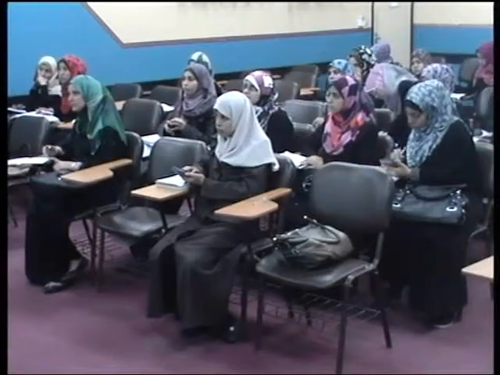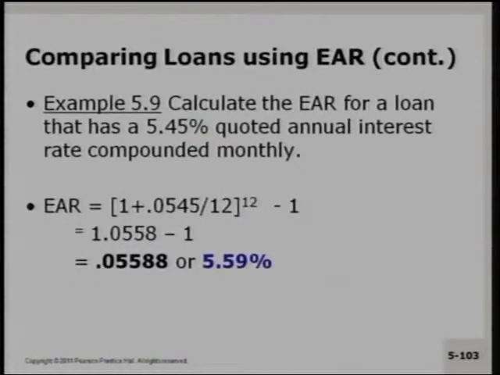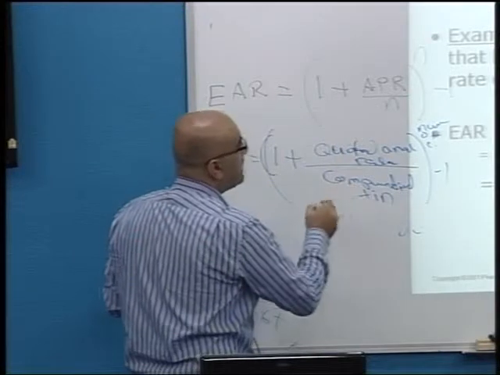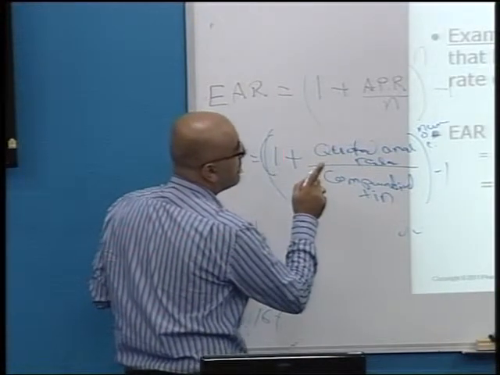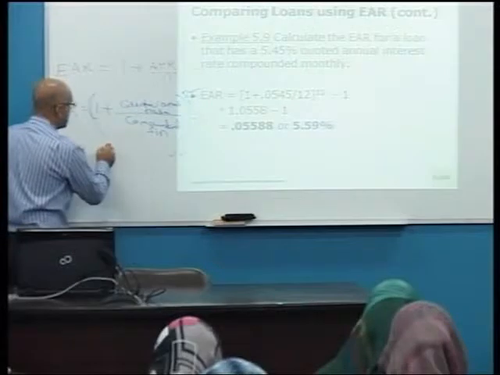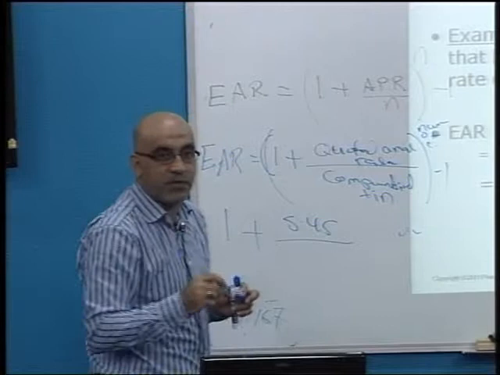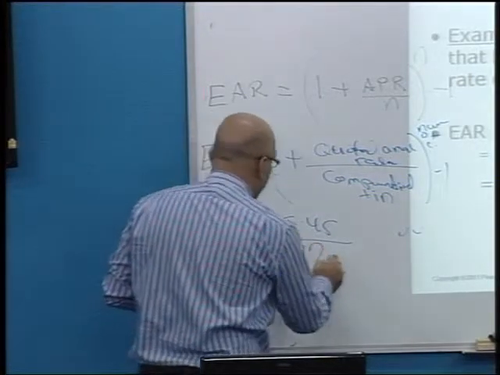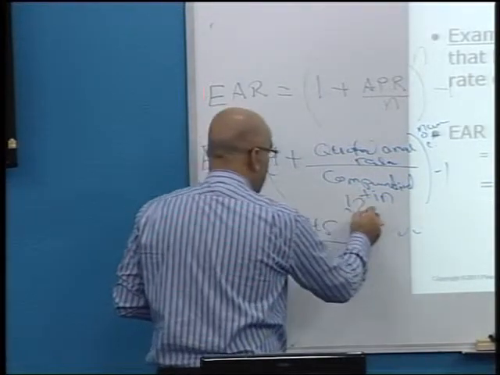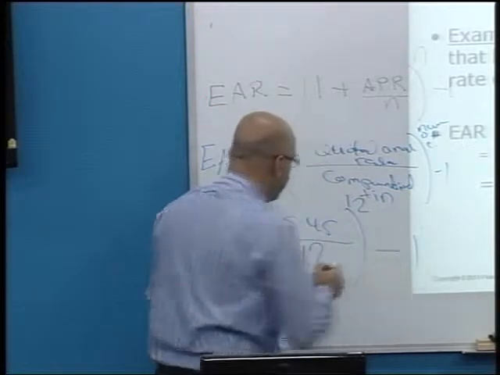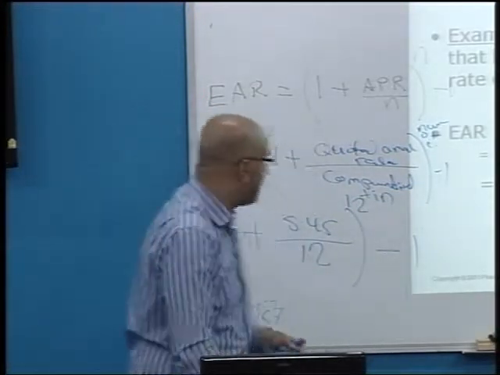Greater than, yes. So okay, apply the equation here. Calculate the effective annual rate for a loan that has a 5.45% quoted annual interest rate compounded monthly. So what we can do then is 1 plus the annual interest rate 5.45% divided by 12, since it is compounded monthly, 12 times, to the power 12, minus 1. Then you go to the calculator here.